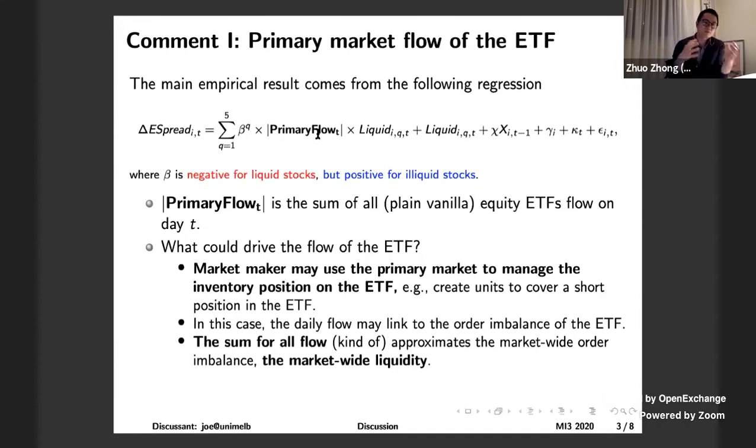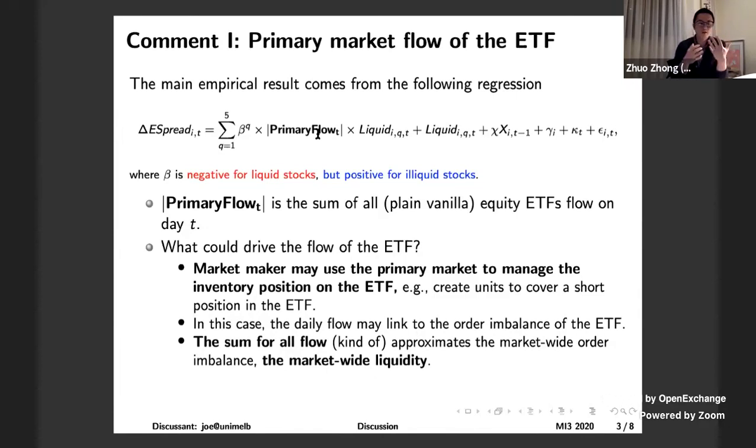Okay, so it's a sum of all the primary market flow for all the ETFs. Then what can drive the primary market activities for ETFs? One thing would obviously be index arbitrage, right? The creation and redemption to arbitrage index differences. The other thing that can potentially drive this primary market action might be some kind of market making behavior. So market makers may use the primary market to manage the inventory position on the ETF. For example, some market maker may create units to cover a short position in their market making business by filling a previous buying order.